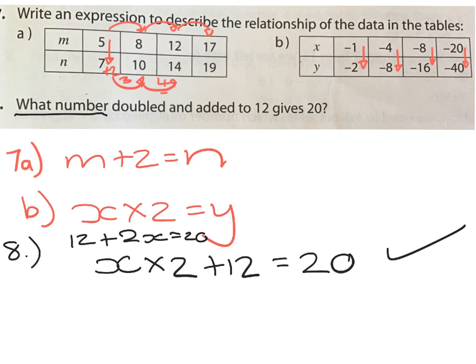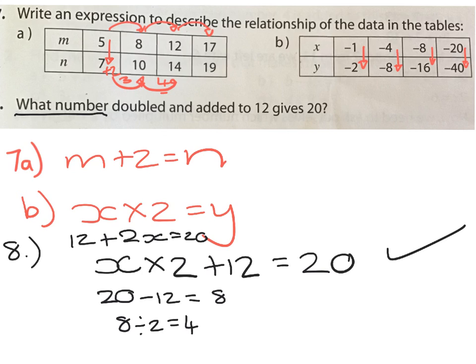Then you figure it out. Now for me to figure it out, I just want to show you what I did. You could do this with inspection, but I did 20 minus 12, which equals 8. And then I took 8 and I halved it. And that gave me 4.